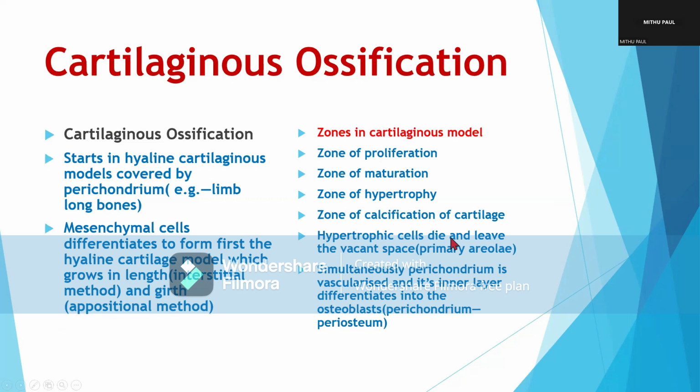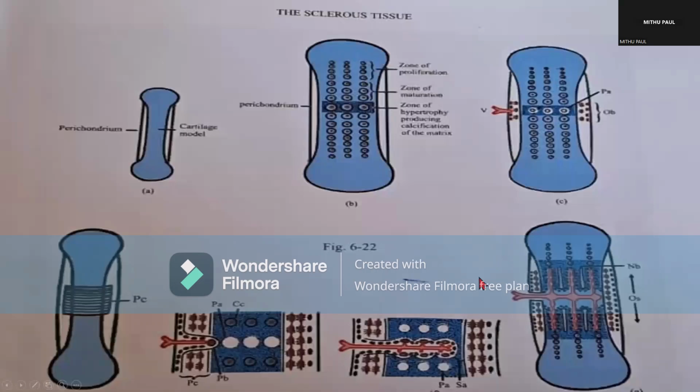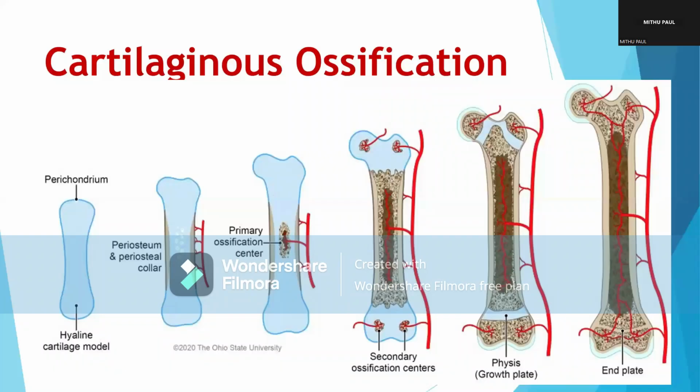Hypertrophic cells die and leave the vacant space known as the primary areola. Simultaneously, the perichondrium is vascularized on its inner layer, differentiates to form the osteoblasts, and the perichondrium is now converted to periosteum. And these are the simultaneous procedures via which the configuration of the diaphysis of the long bone is developing. It will again get clear in our next presentation of the architecture of the diaphysis.